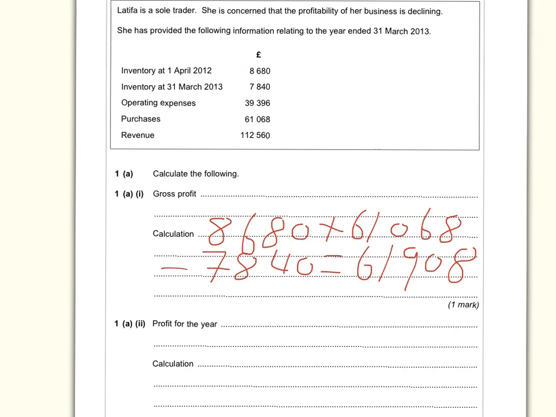Now that we've worked out the cost of sales figure, we can calculate the gross profit by deducting the cost of sales from the sales revenue figure. So we would do 112,560 minus 61,908, which will give us a gross profit figure of £50,652.